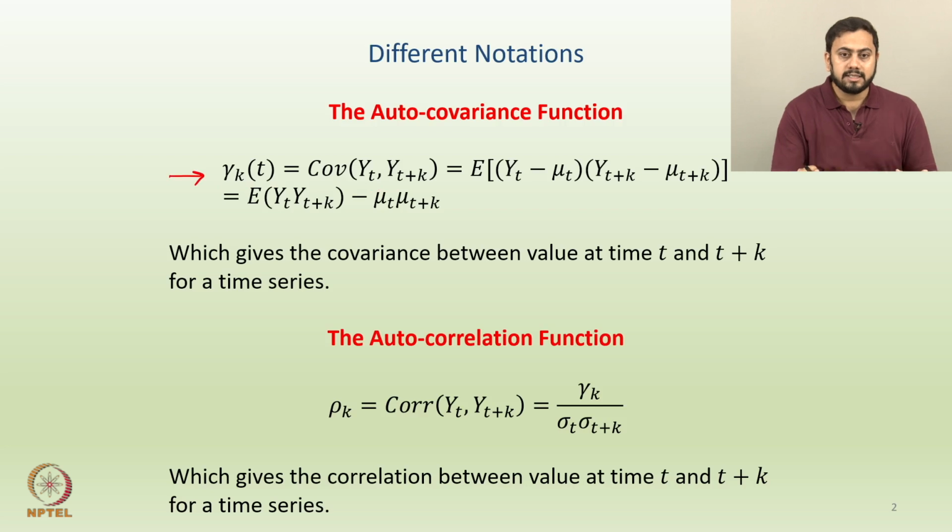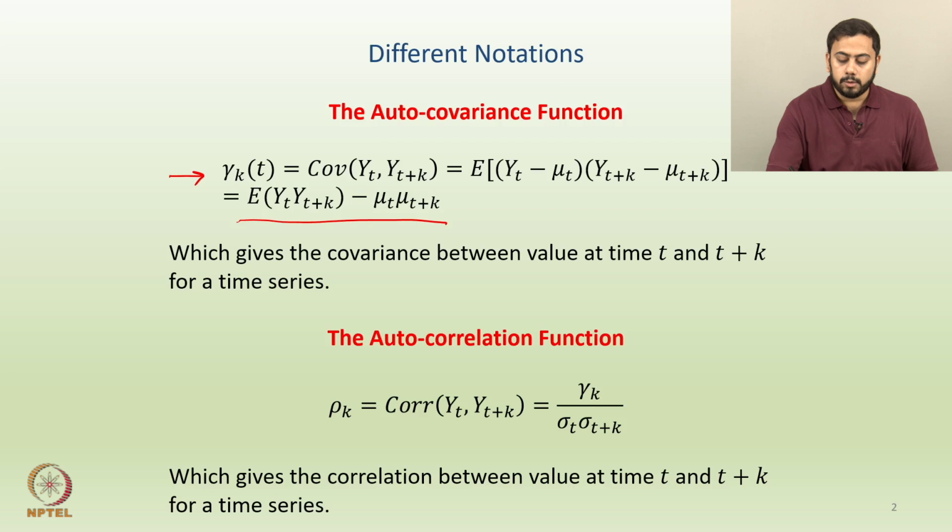Now all the other things are exactly similar to the previous slide. So for example, the formula stays the same: yt minus mu t into yt plus k minus mu t plus k, and then you take the expectation outside. And obviously this is the alternative structure: expectation of yt into yt plus k minus mu t into mu t plus k.